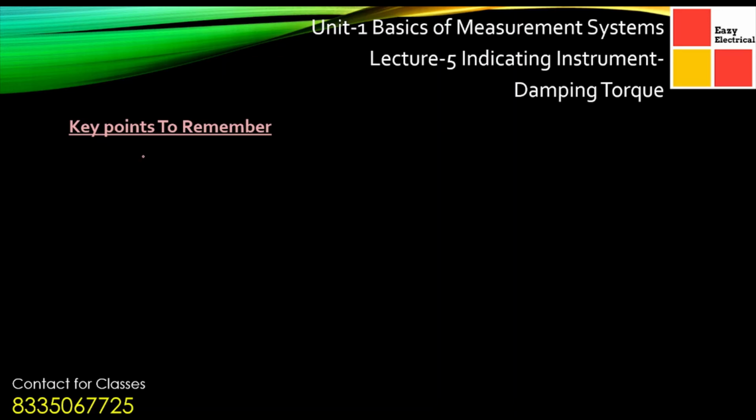The most effective is eddy current. The eddy current damping is the most effective damping. Then we can say that fluid friction is the next most effective, fluid friction. And the last one is the air friction. In this way we can say that this is the order of effectiveness.